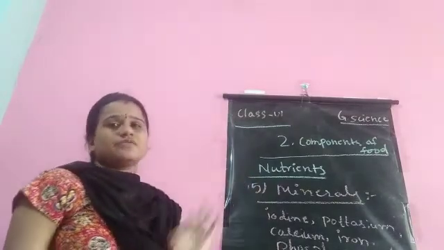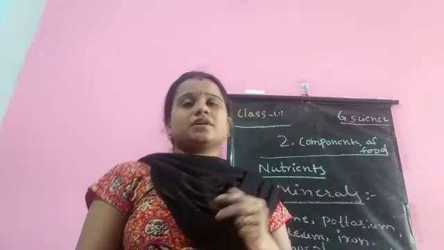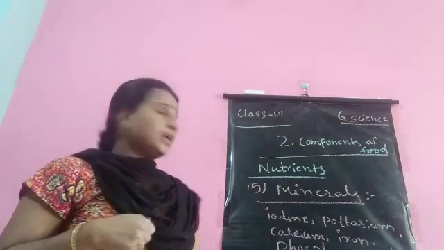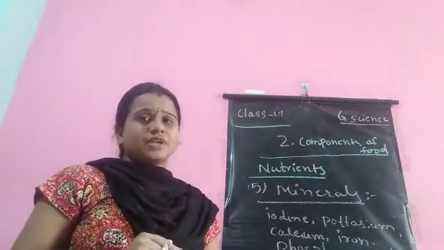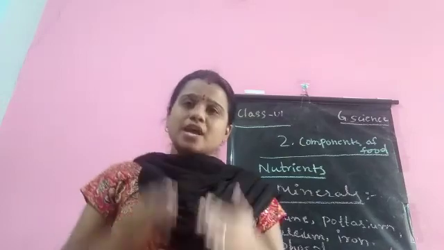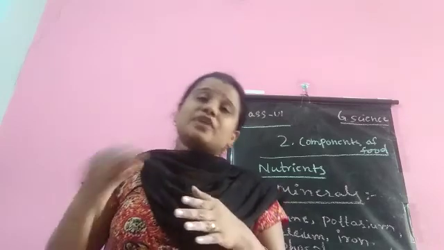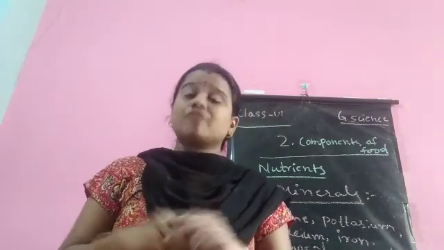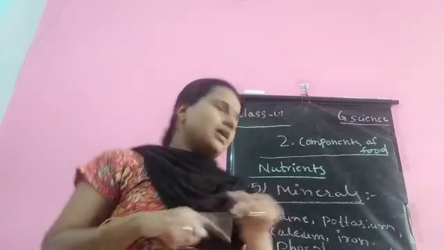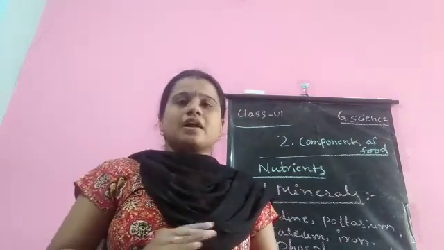We have learned how many? Five types of nutrients. First nutrient is carbohydrates, second is fats, third is proteins, fourth is vitamins, and the last, fifth one, is minerals. Our food has five major nutrients. Our food has seven components: the five major nutrients, plus water and roughage.